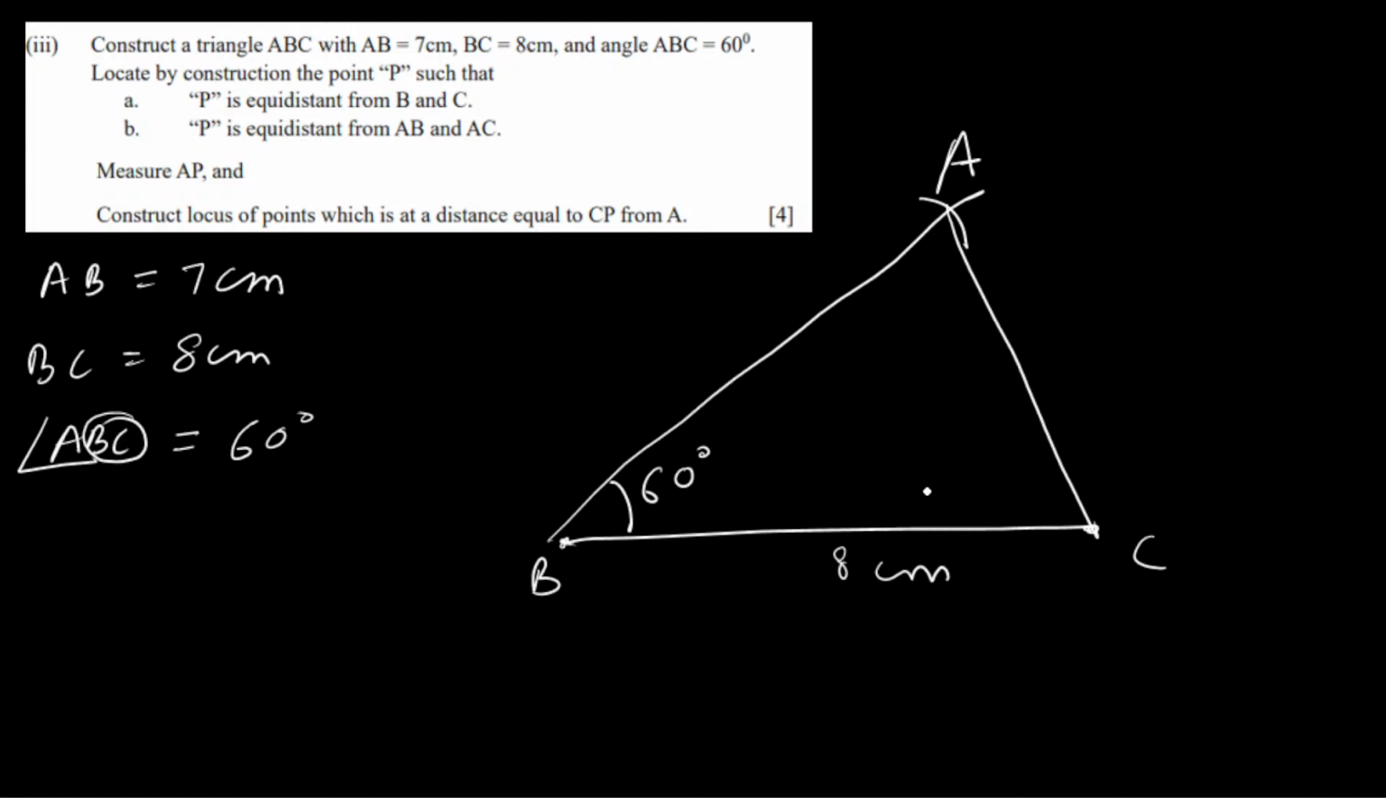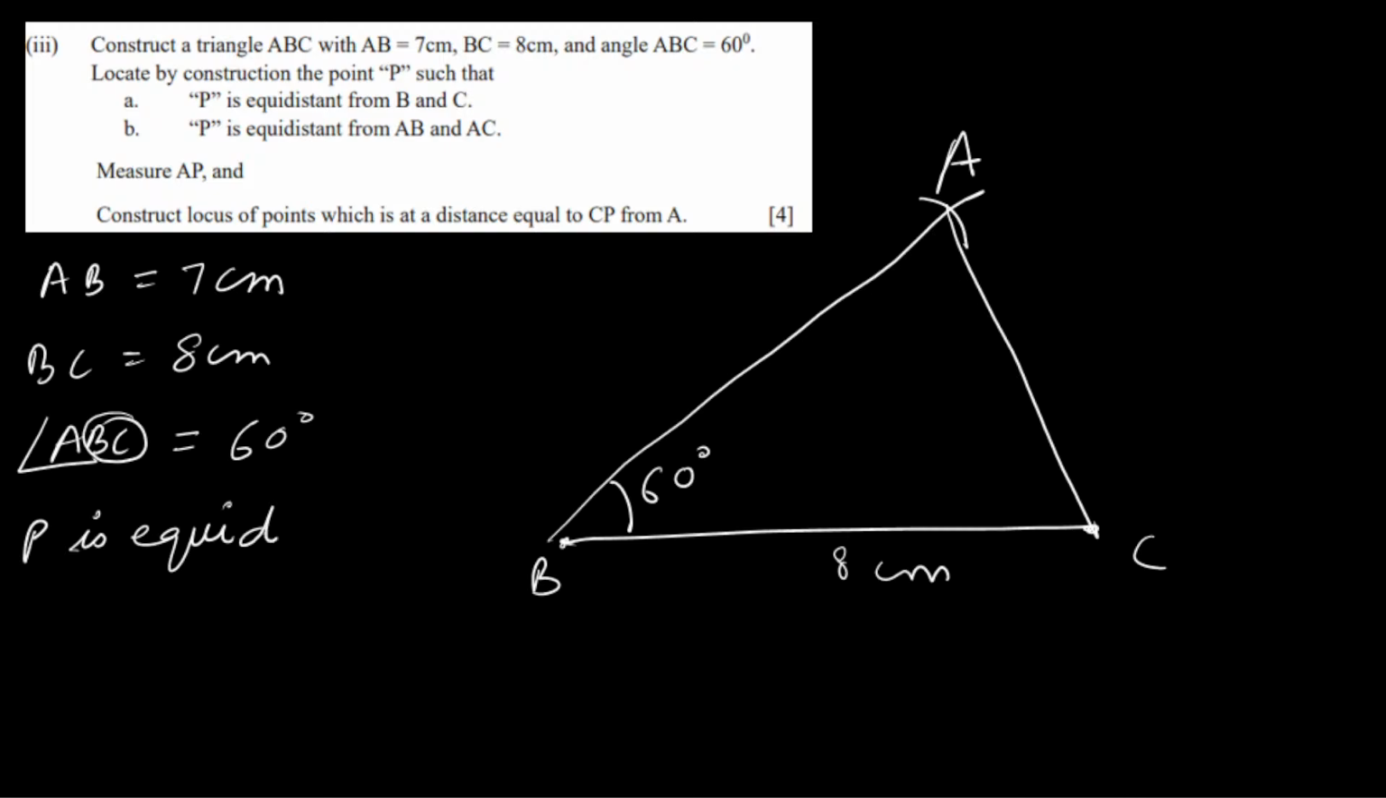So here labeling should be done in this way. See, A point I am getting at the top. So triangle ABC, like this you have to name it. Now what we have to do, locate the construction by point P. So one point P we have to draw such that P is equidistant from B and C.